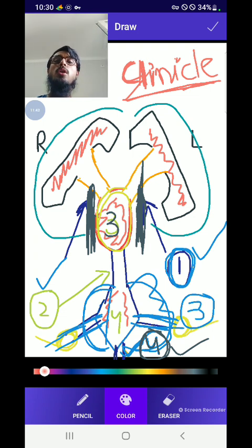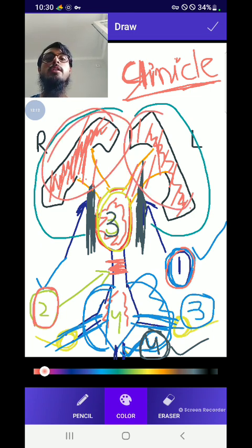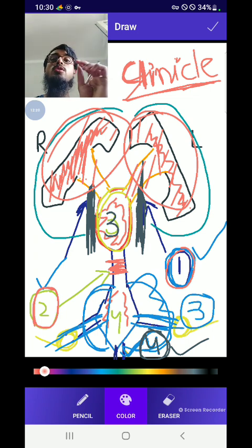If there is any blockage in the ducts of the brain, either in the interventricular foramen, number one, or in the cerebral aqueduct, number two, what happens? The CSF accumulates inside the ventricles of the brain. There is a lot of CSF production and a lot of CSF accumulates. It means a lot of fluid accumulation in the ventricles of the brain. When there is a lot of fluid accumulation in the ventricles of the brain, what is the clinical disease related to it? The condition called hydrocephalus.